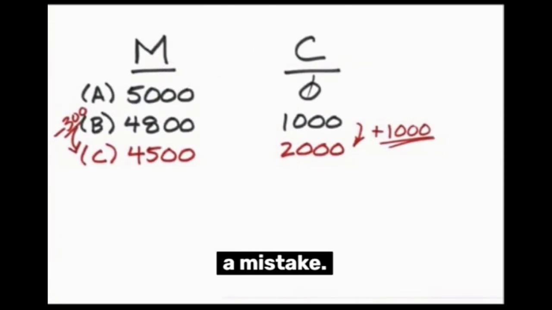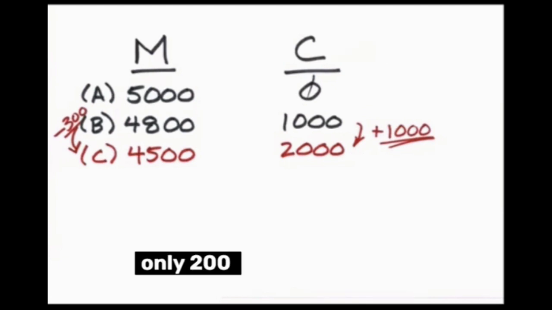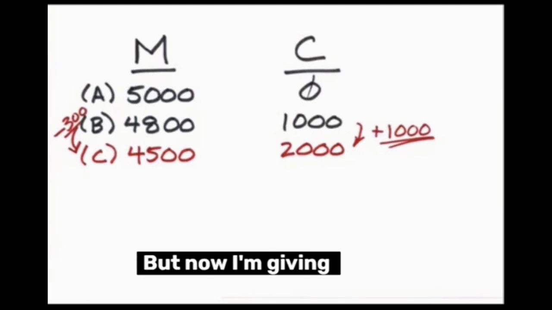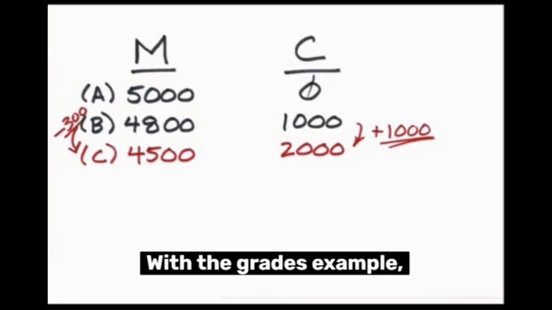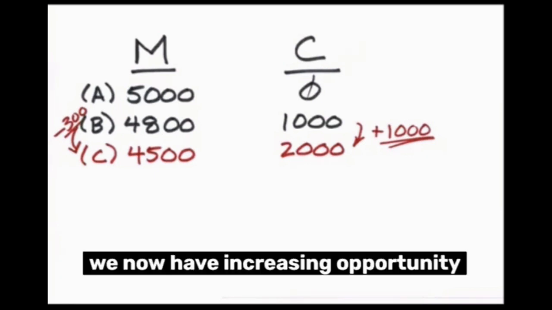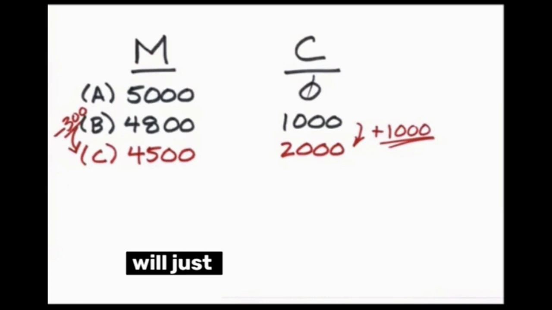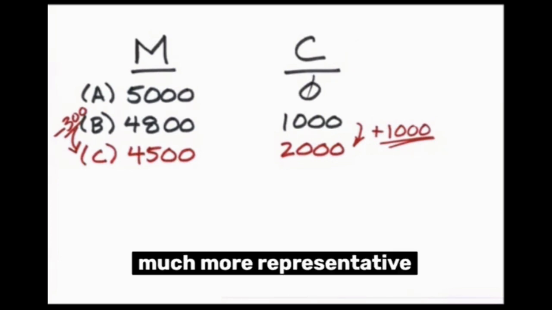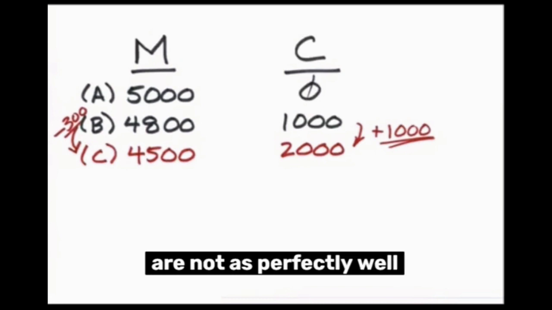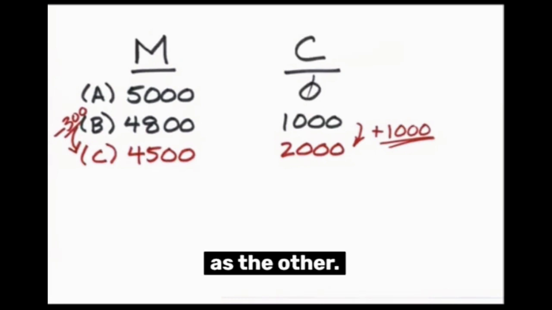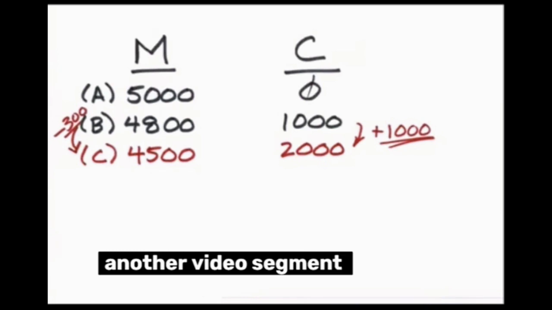This time you're sure I've made a mistake? How could I have sacrificed only 200 military initially, but now I'm giving up 300 military? No mistake. Instead of constant opportunity cost, as we had with the grades example, we now have increasing opportunity cost, where our sacrifice will just keep getting bigger and bigger. A PPC that shows increasing opportunity cost is actually much more representative of how the world works. It happens when resources are not as perfectly well suited for one type of production as the other. I'll come back to this in another video segment.